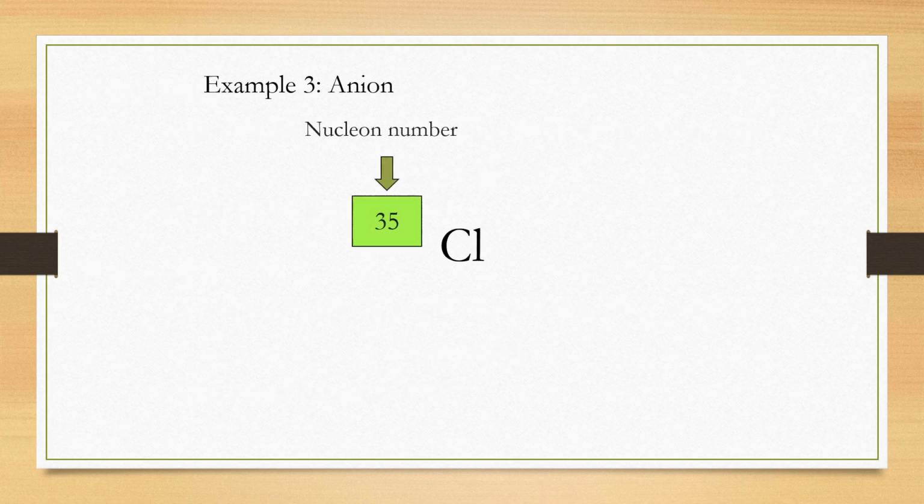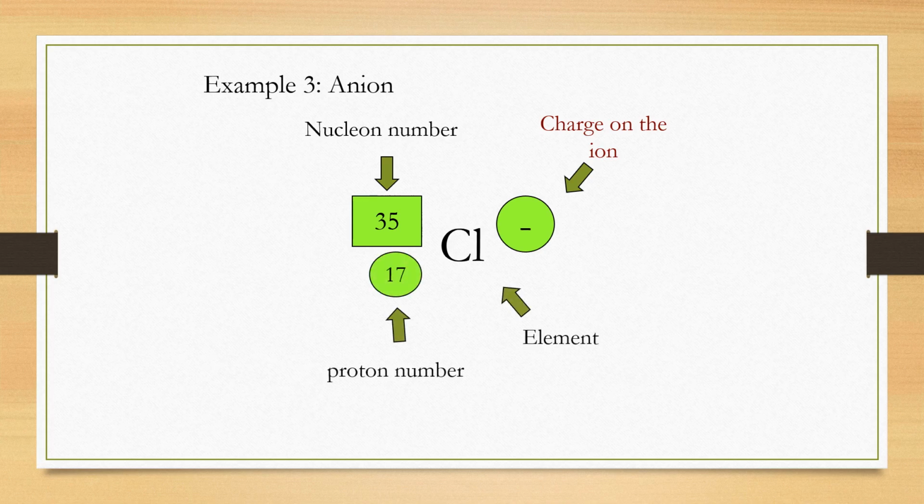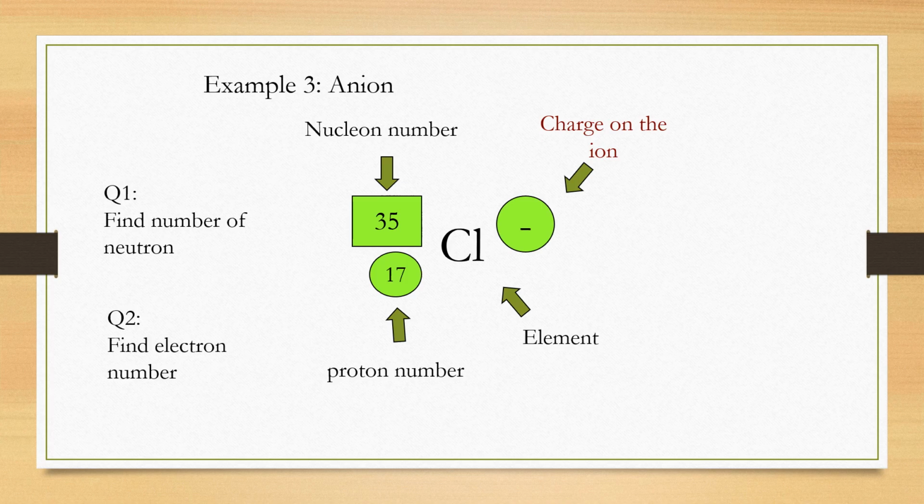The third example is about chlorine, which acts as an ion with a -1 charge. The nucleon number of chlorine is 35 and the proton number is 17. So we are going to find out the number of neutrons and electrons in this chlorine ion.